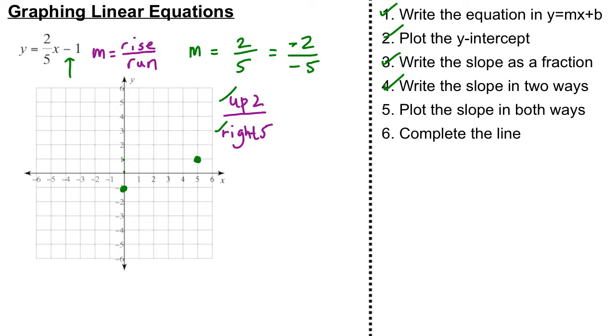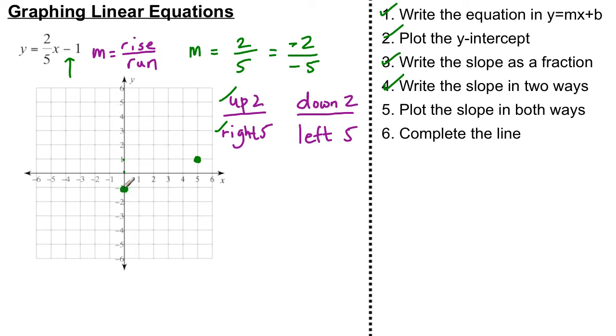And so we're almost there, but we also need to plot the slope in this second way. Okay, this -2, rising -2, means that you go down 2. So down 2, and then -5 run, left, right, is going to be left 5. Okay, so what that says is from this starting point, you want to go down 2 and left 5.